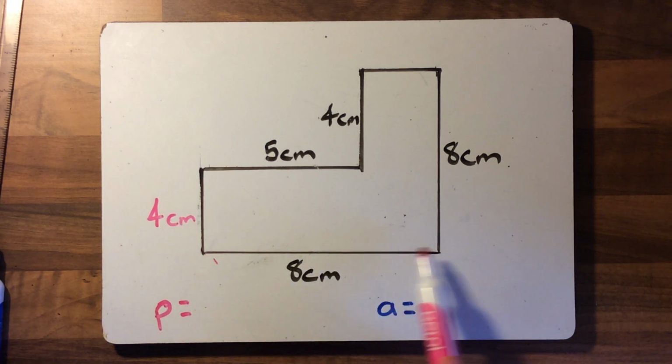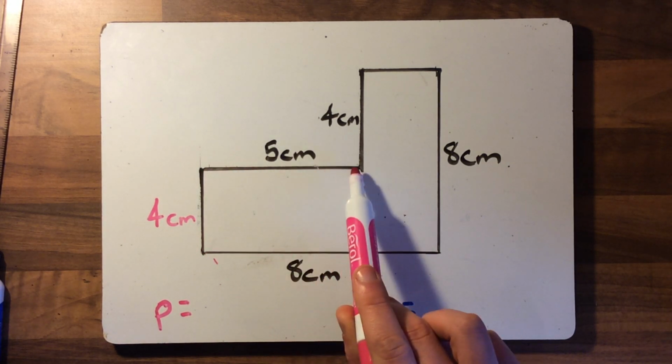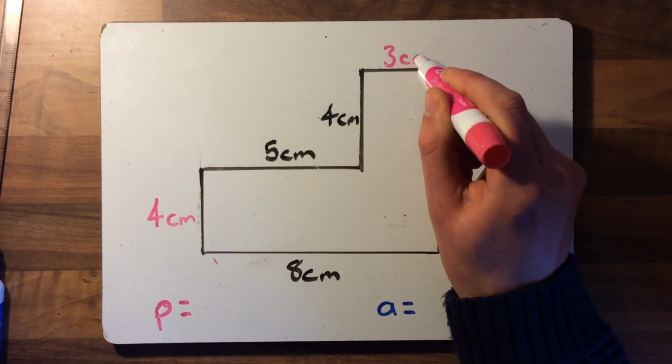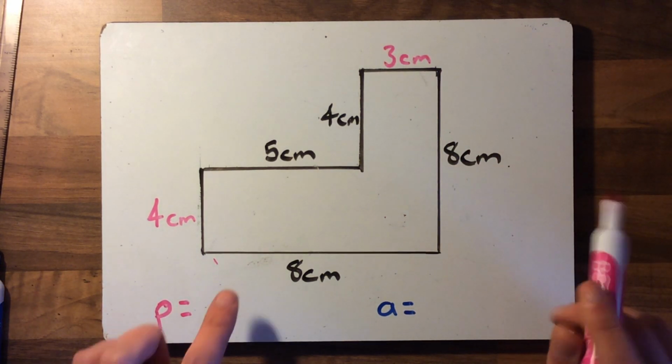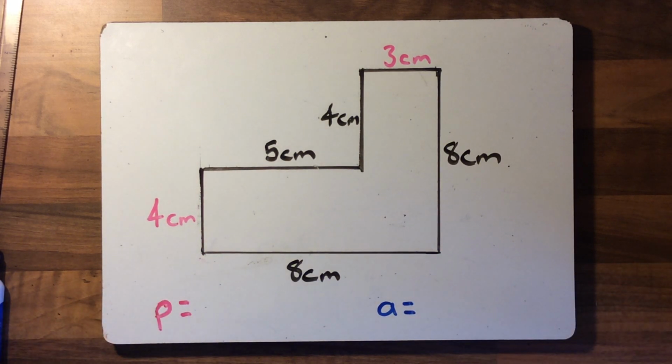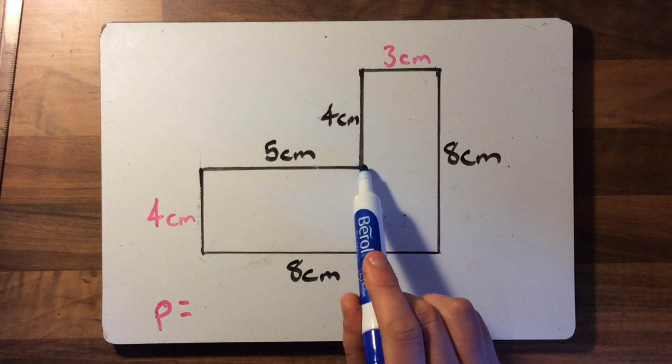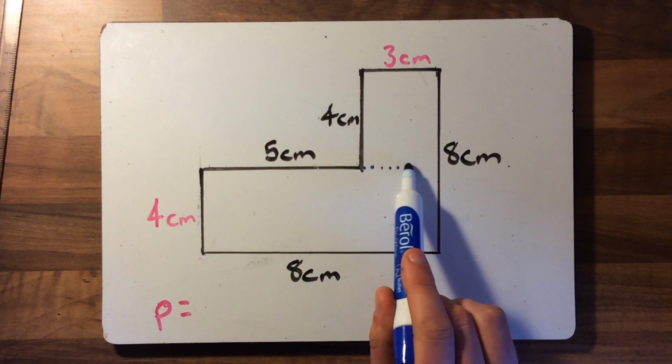If this long one is 8 and this one here is 5, 8 take away 5, this one here will be 3 centimetres. So year 6, you could pause the video there and you can try to find the perimeter by adding up all these numbers, and then you can find the area by splitting the shape. You can split the shape 2 ways, but let's all split it this way.